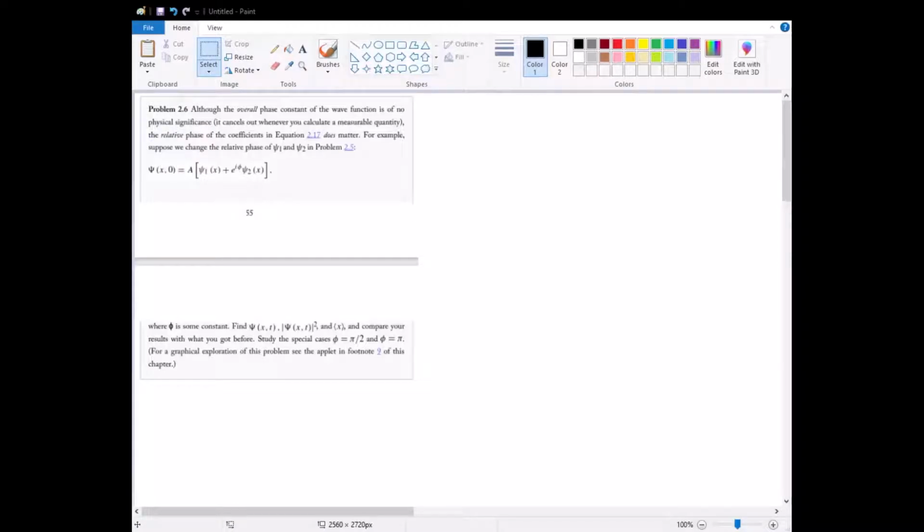Problem 2.6 emphasizes something that's actually very important. I can't stress enough just how important this is, and it's the idea of phase constants in quantum mechanics. Before we go into that, let's just do this problem all the way through, and then we can talk about the significance of this afterwards.